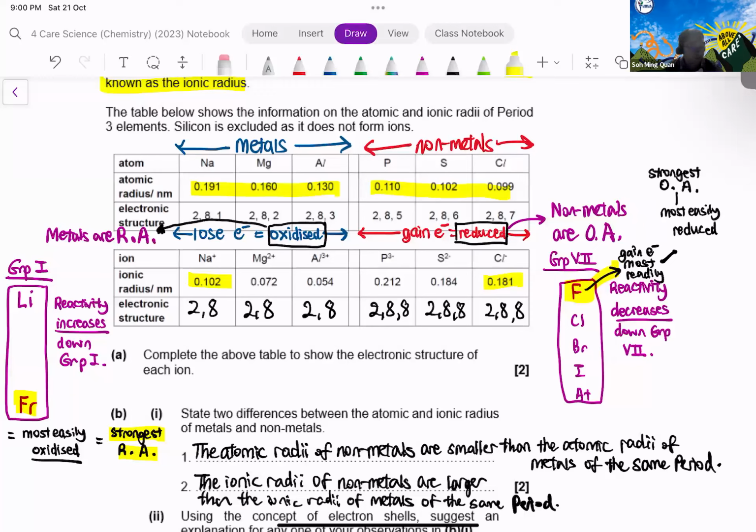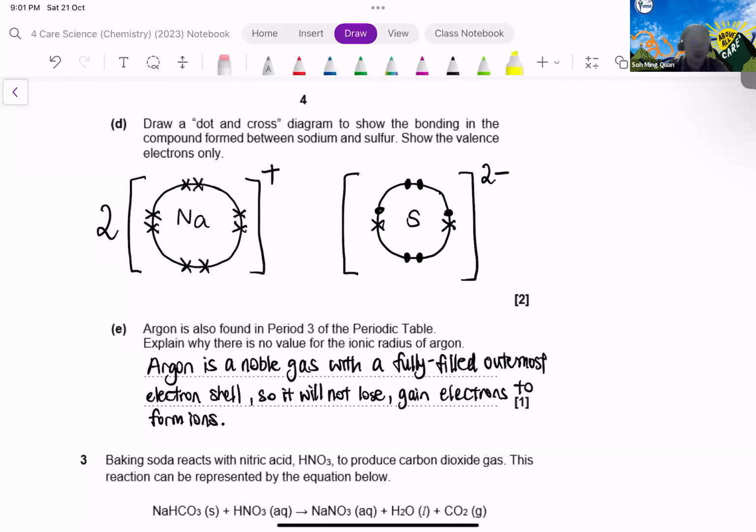Okay, moving on. Now, how would you draw a dot and cross diagram to show the bonding in the compound form between sodium and sulfur? I believe you would have drawn this. Please, can I please encourage everyone? You need to be very careful. Some of you are totally not careful. All right? You like to assume it's covalent bonding. It's not. Whenever you have sodium, potassium, whenever you have a metal in the compound, it must be ionic bonding.